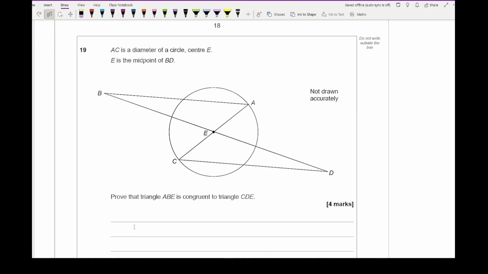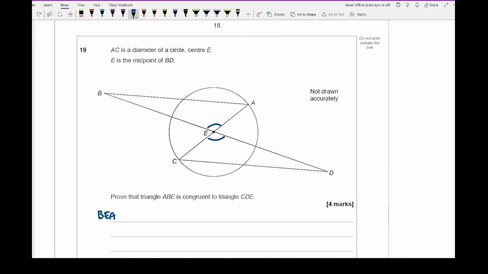Now for this, to prove congruency, we need to prove that we've got either an SSS triangle, an ASA triangle, or an SAS triangle. So we need to prove that certain sides and certain angles are the same. The first thing I notice is that this angle here is the same as this angle here. And it's important that you show the reasons, explaining why lengths are the same and why angles are the same.